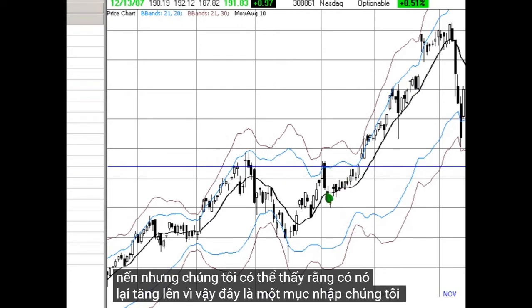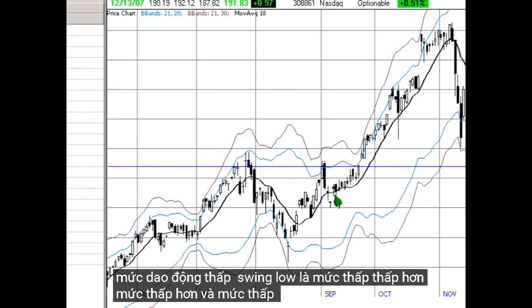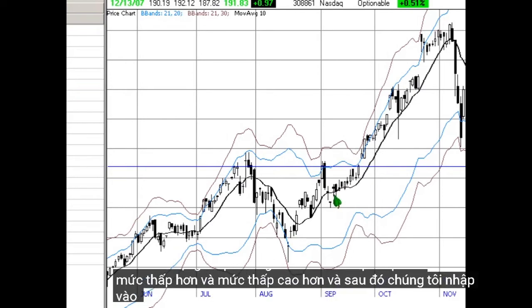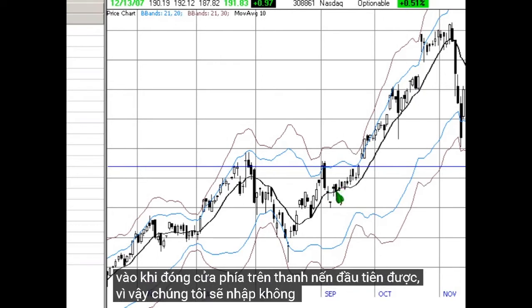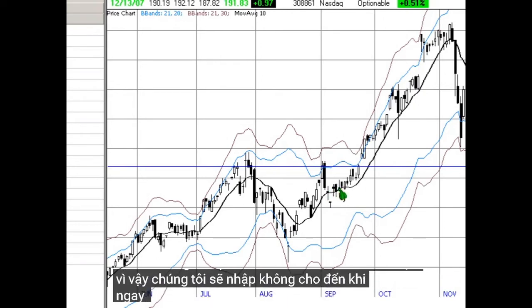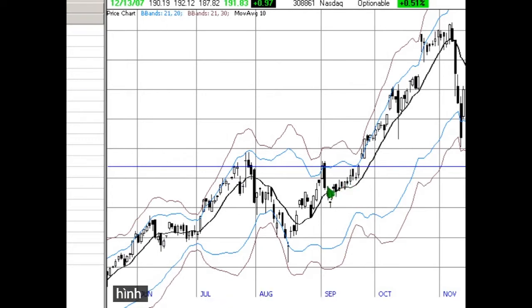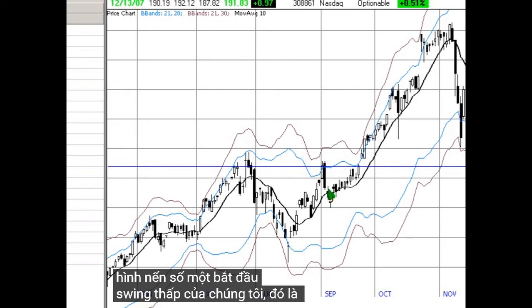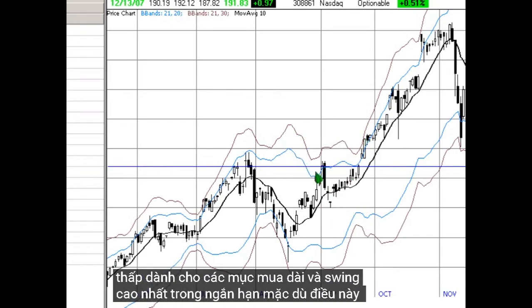So here's an entry. We have a swing low. A swing low is a low, a lower low, and a higher low. And then we enter on the close above the first candlestick. So we would not enter until right here, when this candlestick closed above the first candlestick. Once we get the close above candlestick number 1, which begins our swing low, that's where we enter. A swing low is for long entries, and a swing high is for short, although this doesn't qualify here.